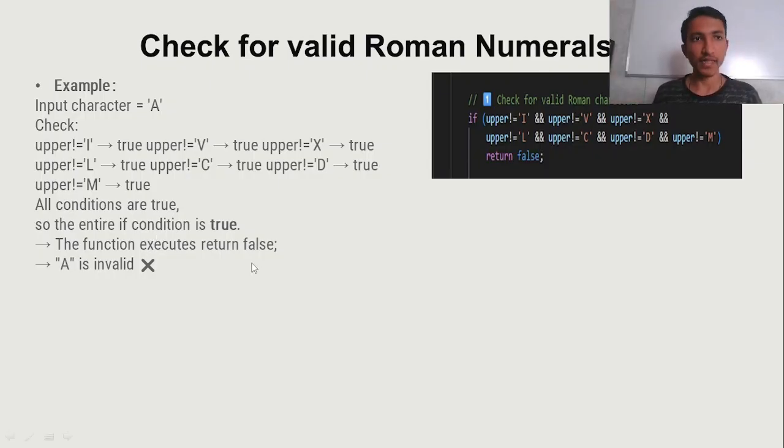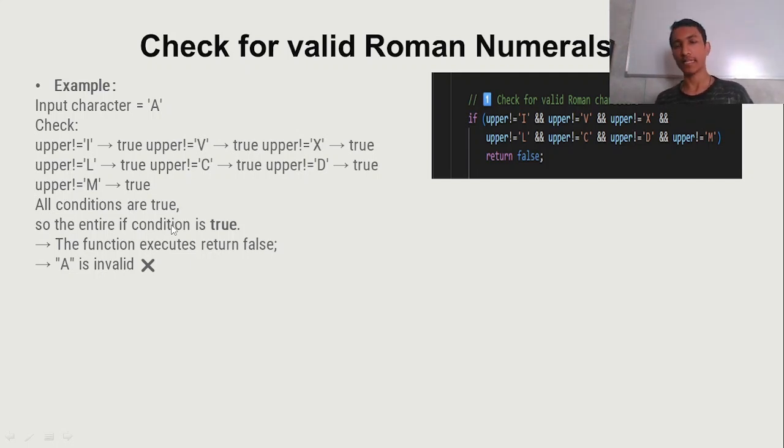So to better understand, let's take an example of input character A. It means the user has input character A. So what will we check? Upper is not equal to I: yes, true. Upper is not equal to V: yes, it is not equal, true. And for all others, it is true. So all conditions are true. Since all conditions are true simultaneously, the entire if condition is true, the if is triggered, and the function returns false, meaning A is invalid.